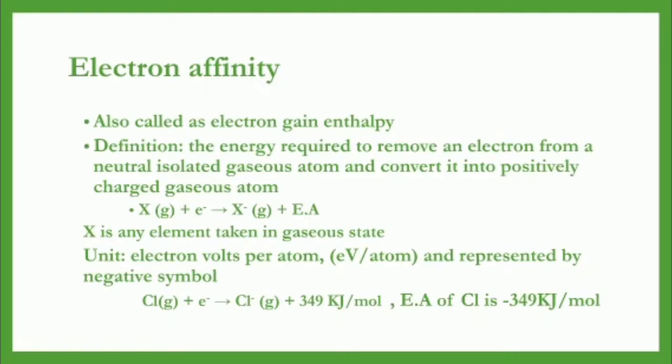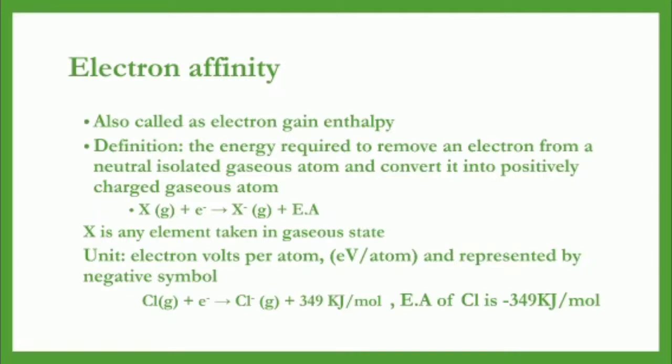Next comes the electron affinity. It is also called electron gain enthalpy. So students, please listen. In this definition, the energy required to remove an electron is there. No, here, I'm sorry, the energy released. This definition, I'm repeating again, please note it down. The amount of energy released while converting a neutral gaseous isolated atom into a negatively charged gaseous ion by the addition of an electron is called electron affinity.